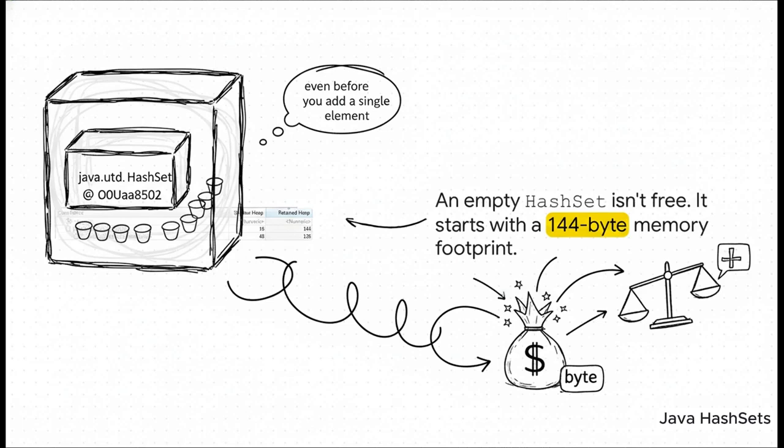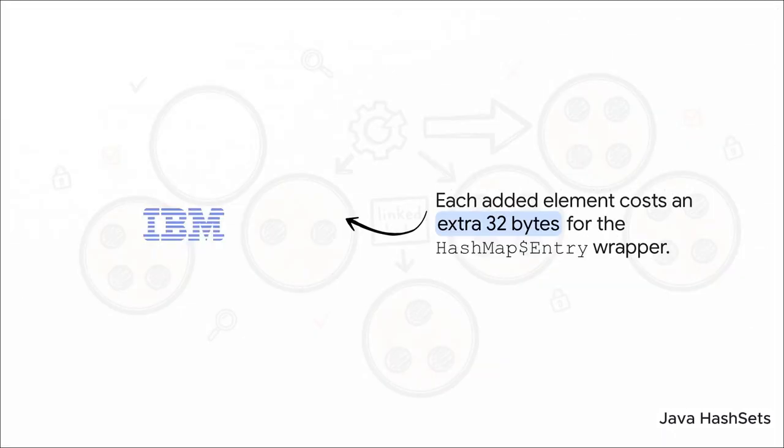And here's the bill. Even before you add a single element to it, just creating an empty hash set can take up around 144 bytes of memory. That's the fixed overhead just to get the structure in place, including that internal hash map. And it doesn't stop there. For every single item you add, you're tacking on another 32 bytes of overhead. Why? Because your item gets wrapped inside a HashMap entry object, which needs space to store metadata like the hashcode and pointers. So if you have a hash set with, say, 10,000 items, you're looking at over 300 kilobytes of just overhead before you even count the size of your actual data.